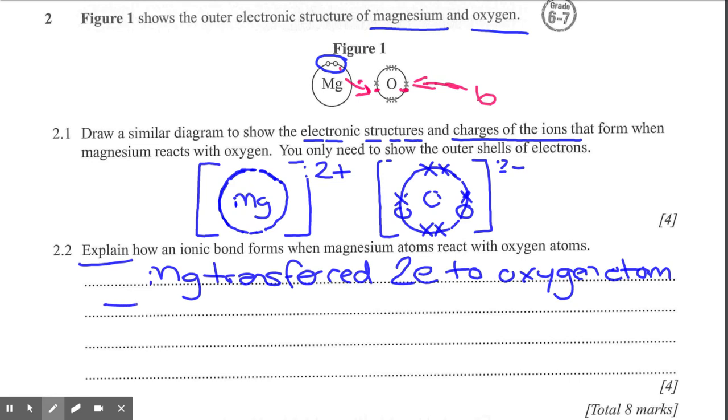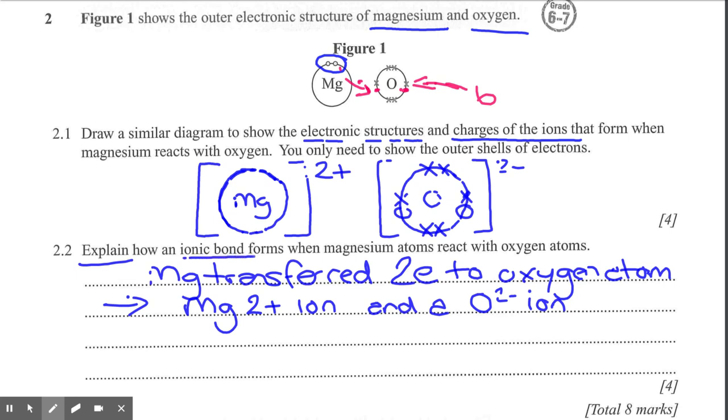This has formed a magnesium 2 plus ion. So it's gone from a magnesium atom to a magnesium 2 plus ion, and an O2 minus ion as well. Okay, so we've got the oxide ion as well. And there is one slight extra bit on there.